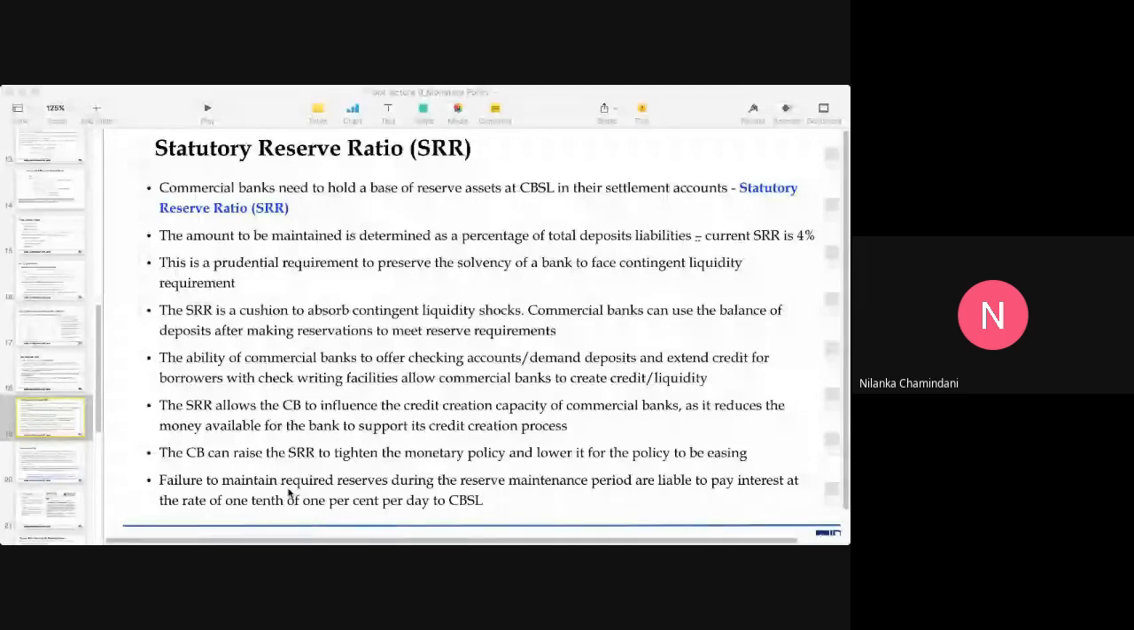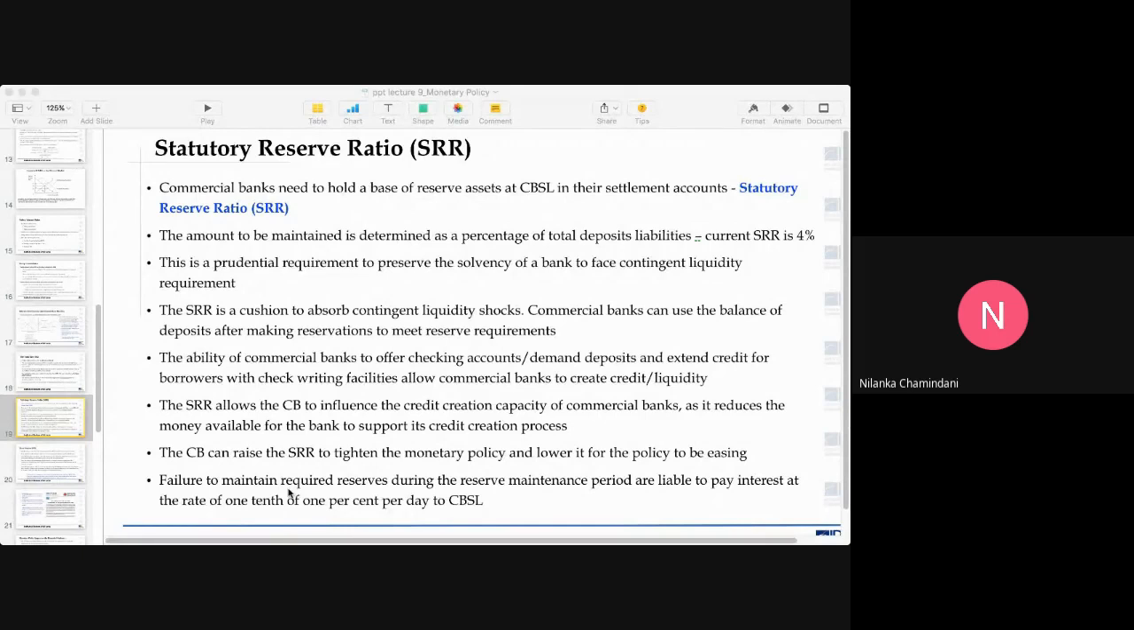This is also considered a prudential requirement, because why? It helps to preserve the solvency of banks to face any contingent liquidity requirement. If a bank is going to face any liquidity shortage or problem, even without having any collateral or assets to use as collateral, they are in trouble. So that's why we can consider it a prudential requirement to preserve the solvency of the bank as well. Other than that, it is a very important monetary policy tool. The SRR is a cushion to absorb contingent liquidity shock.